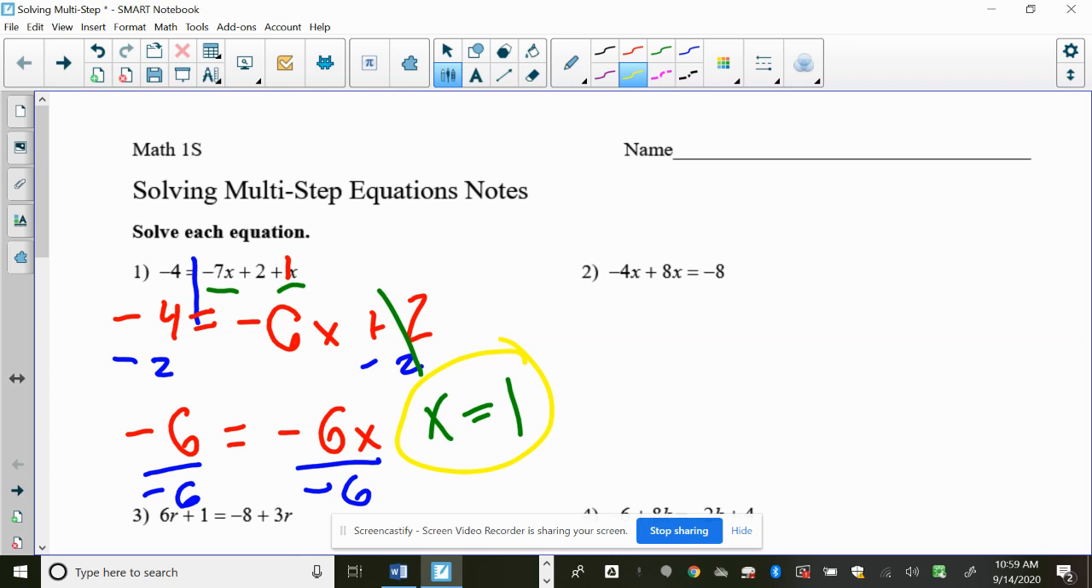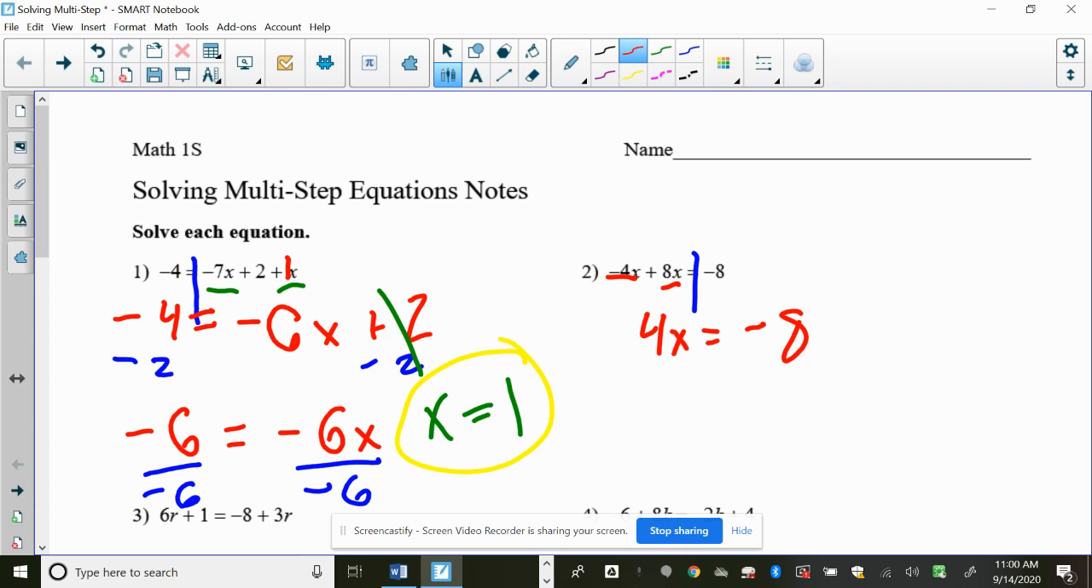Okay, so let's practice. So we look at 2. Again, this equal sign right here, that's our barrier. So we want to check and see, is there anything we can combine on the left or the right? On the left, we have like terms, -4x and 8x. We can put those together. So -4x plus 8x, that's 4x equals, then on the right, there's just -8. There's nothing we can do there. So now we have 4x equals -8.